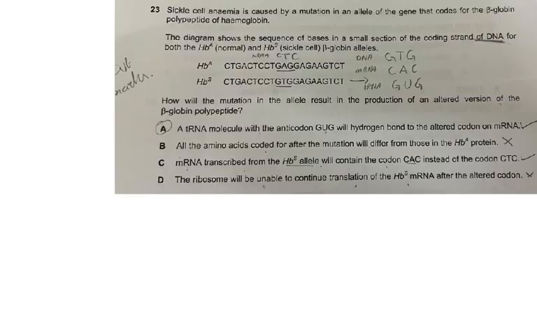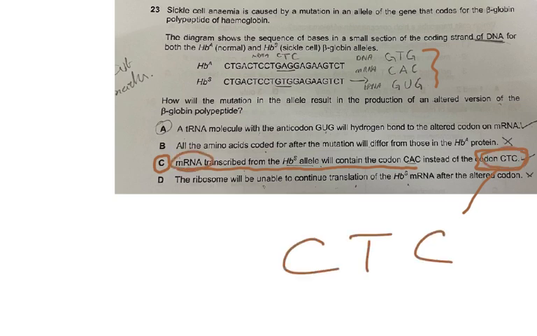A student asked me this question and said, why isn't the answer C? And it really got me very angry, because I get angry very easily. So I said, how can it be C? And he said, Miss, why can't it be C? And I said, well, the reason is mRNA transcribed from the HBS allele will contain the codon CAC, instead of the codon CTC. This was the catch in it. Of course you figured that out. How can the mRNA have a T in it? I've told you this a million times, there can't be a T in the mRNA.